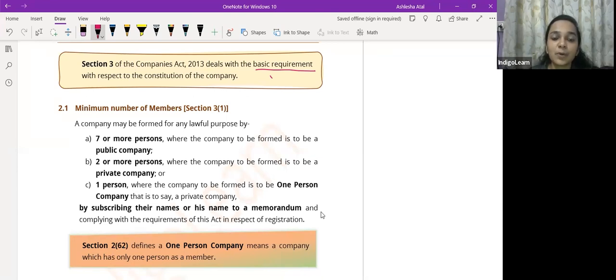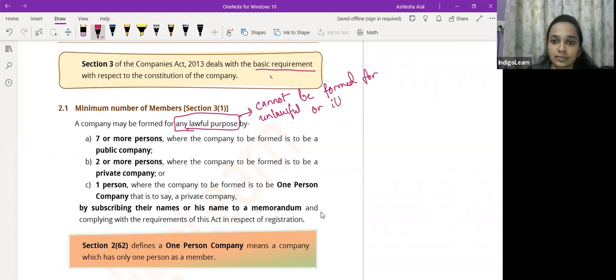It says a company may be formed for any lawful purpose. Now this particular line emphasizes a very important thing, and that is अगर आप company form कर रहे हो ना, तो it has to be for a lawful purpose only. It cannot be for any unlawful or illegal purpose. Whenever a company is being incorporated, it has to be incorporated with a lawful purpose.